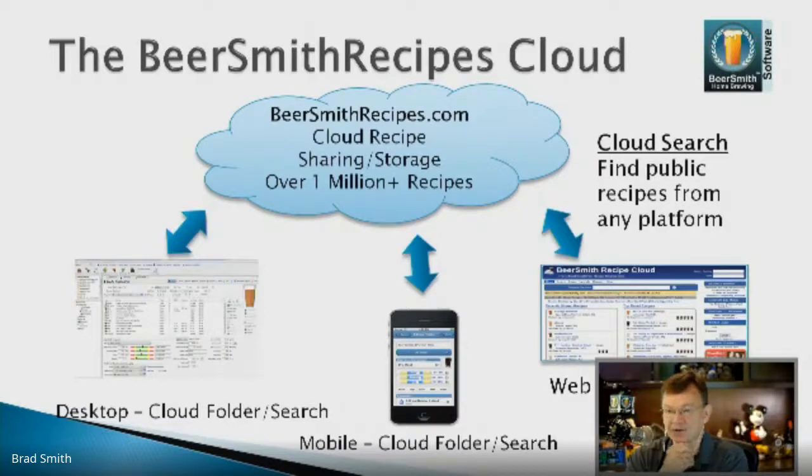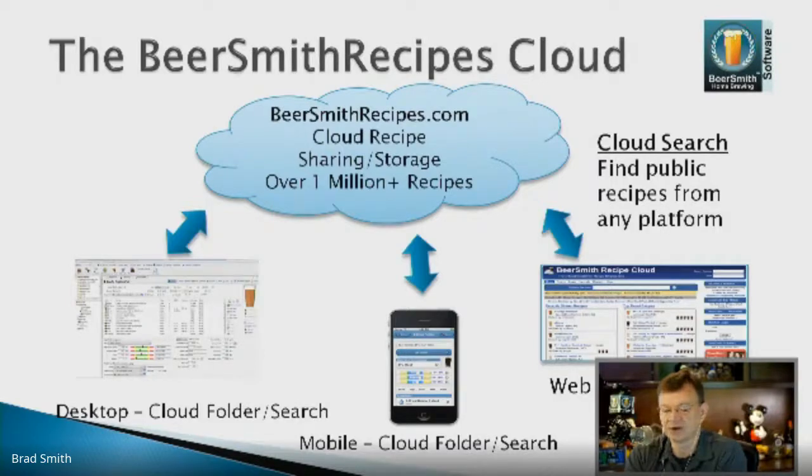But here you can also set up a free account or just search directly. There's over 1 million recipes on there. I think it's over 1.1 million as of today. And you can access that from the web. You can access it from your phone now. You can access it from the mobile version of BeerSmith using the cloud search features, and you can access it directly from the desktop program.